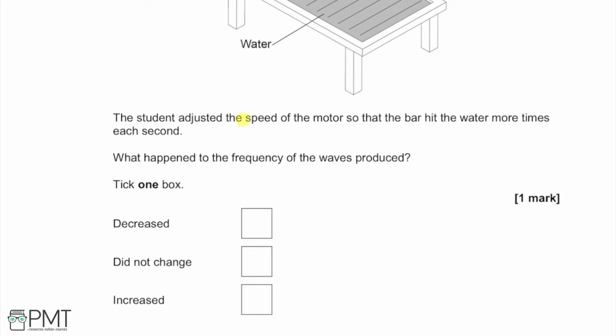So the student adjusted the speed of the motor so that the bar hit the water more times each second. What happens to the frequency of the waves produced? So if the bar is hitting the water more times each second, it's basically creating more waves each second, because every time it hits the water, it makes a wave. And then we're probably thinking here that frequency is basically the number of waves that are produced each second.